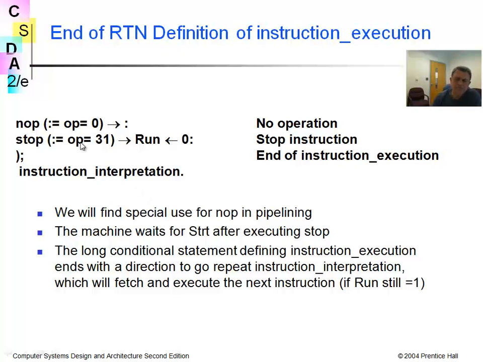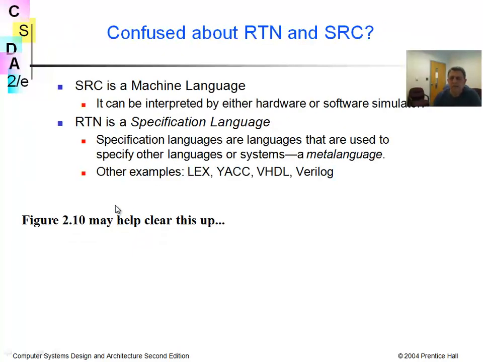Stop operation: if the opcode is 31, that means we want to stop the execution and go to fetching the next instructions. You load the 0 to run. As soon as run becomes 0, then you are done with that.